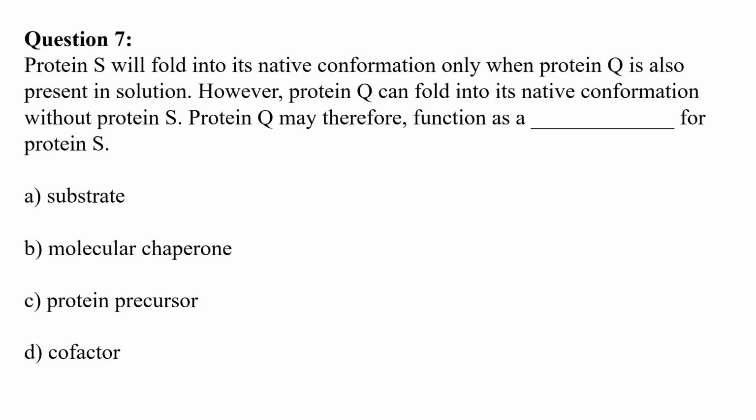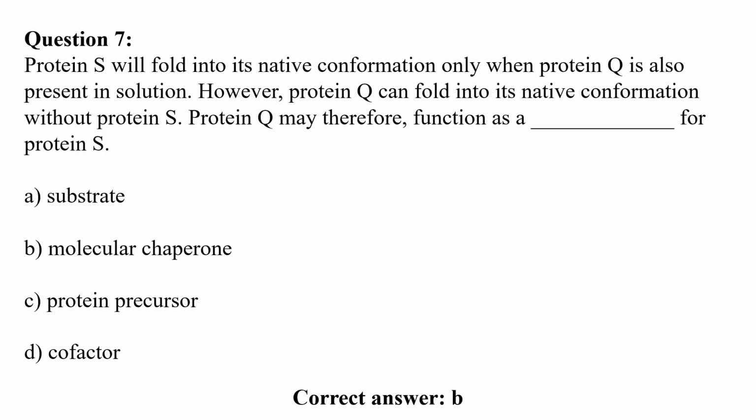The correct answer is option B, molecular chaperone. So what is a molecular chaperone? Basically something that can chaperone the other molecule. If I have one molecule and I need another molecule to fold this first molecule, the second molecule will act as a chaperone protein.